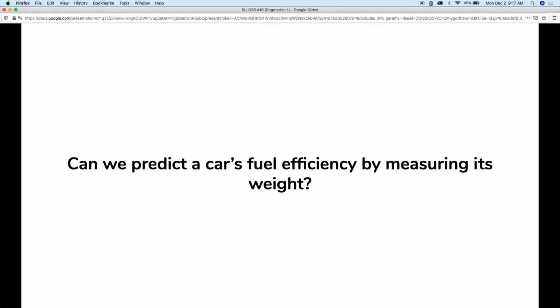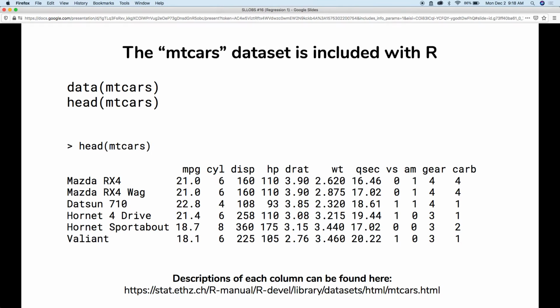Okay, and the question that we're going to be trying to ask today is a relatively simple one that's probably pretty intuitive, which is, can we predict a car's fuel economy or fuel efficiency using our knowledge of its weight? And you're probably guessing, well, yeah, of course we can. That makes intuitive sense, but we're actually going to test this empirically.